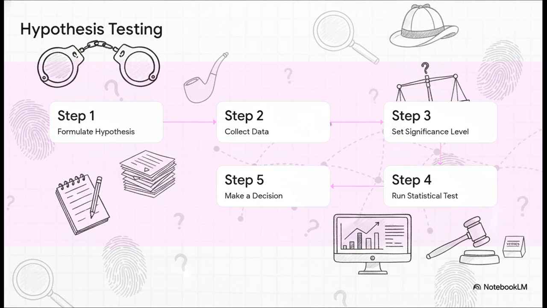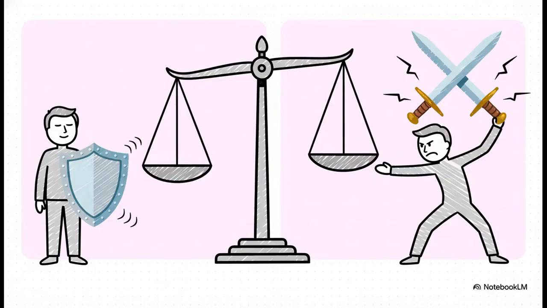You decide on your standard of proof, run the official tests, and only then do you make a decision. Now, in our courtroom, there are two sides. On one side, you have the null hypothesis. This is the defense. It represents the presumption of innocence. It assumes study time has no effect on scores.